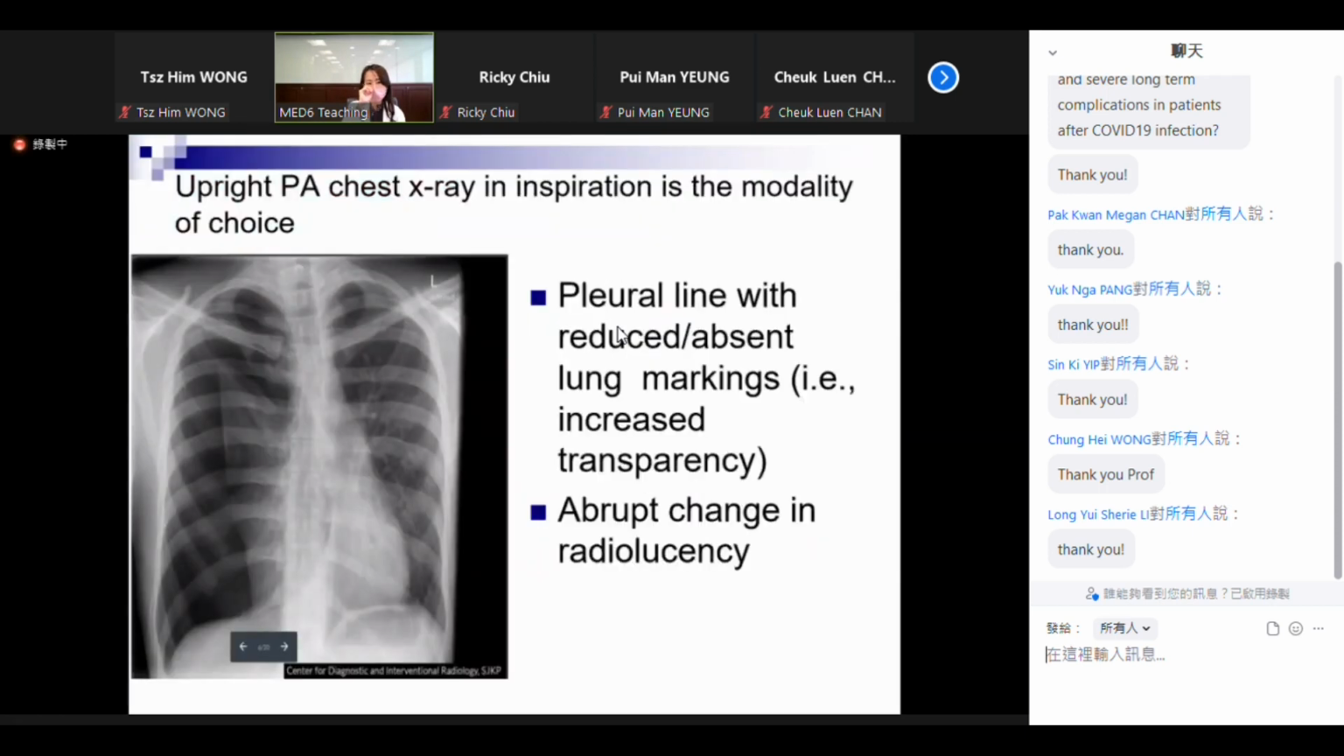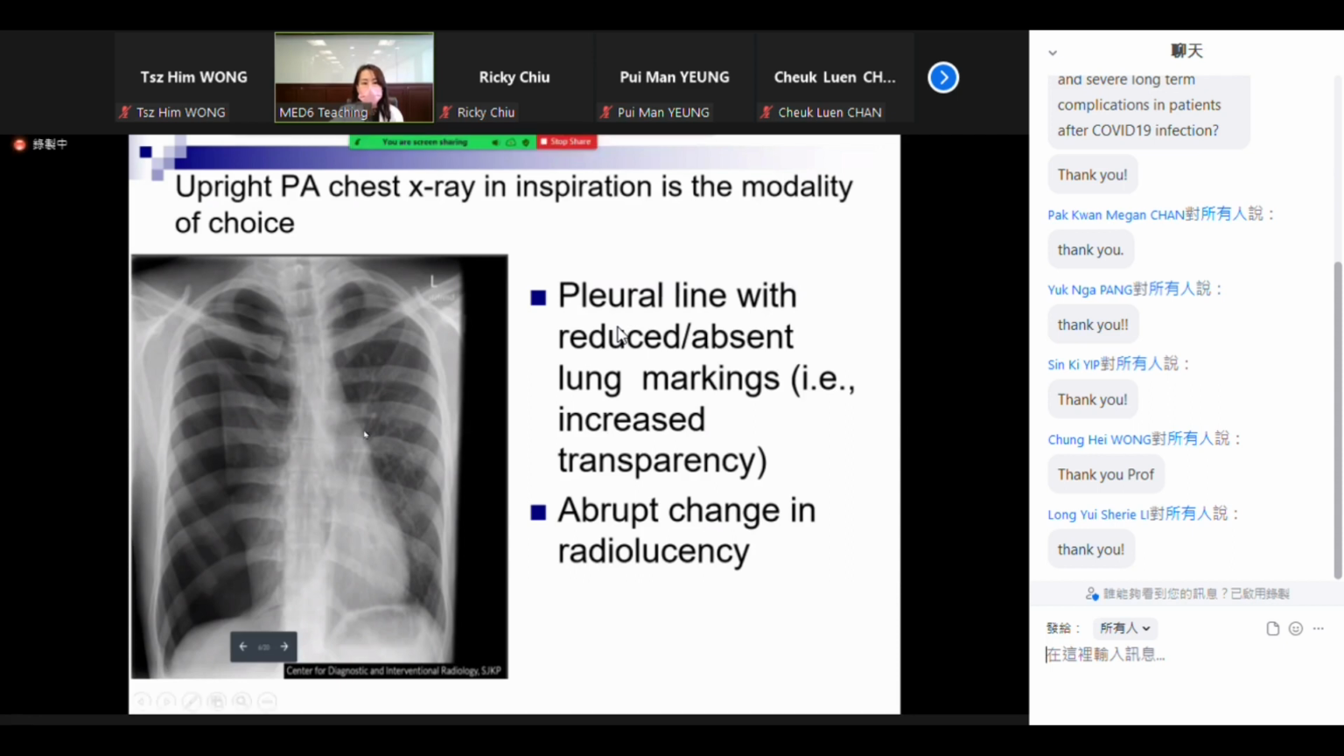One of the important points you have to learn is reading the chest X-ray. When you become a houseman, you read chest X-rays. One of the most important things you have to look for is pneumothorax, because it has to be treated immediately, otherwise the patient will deteriorate and it's a fatal condition. So what are the signs of pneumothorax on the chest X-ray? First of all, to look for pneumothorax, we have to order an upright PA chest X-ray in inspiration. This is the modality of choice.